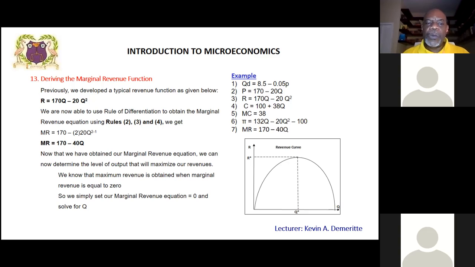So we said, now that we have obtained our marginal revenue equation, if we want to determine the level of output that would maximize our revenue, we know that revenue is maximized at the top of that curve, and the top of that curve is when marginal revenue is equal to 0. So if we want to find Q star, we have to take that marginal revenue equation, whatever that is, set that equal to 0, and we'll be able to solve for our Q star.